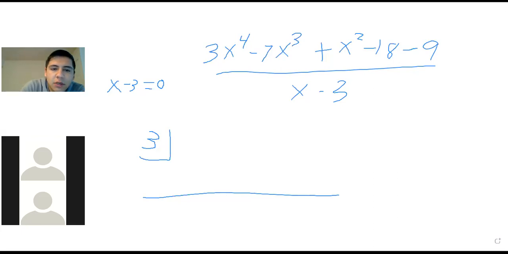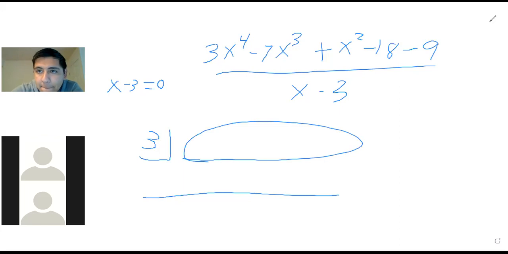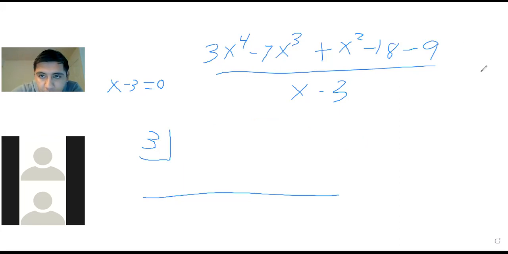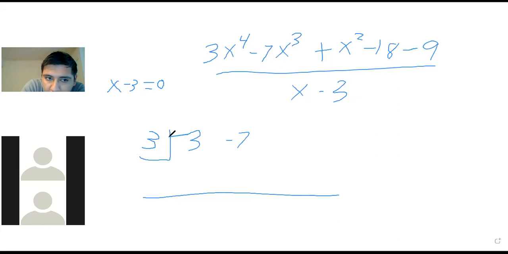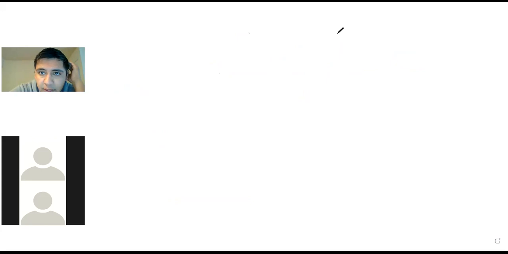So what about the numbers? What are the numbers that are going to go up here? 3, -7, 1, -18, and -9.